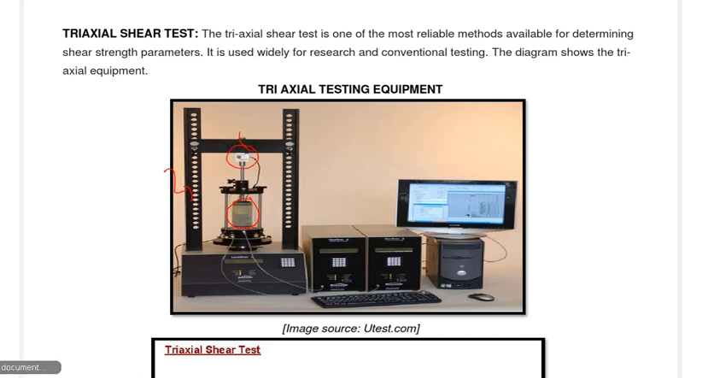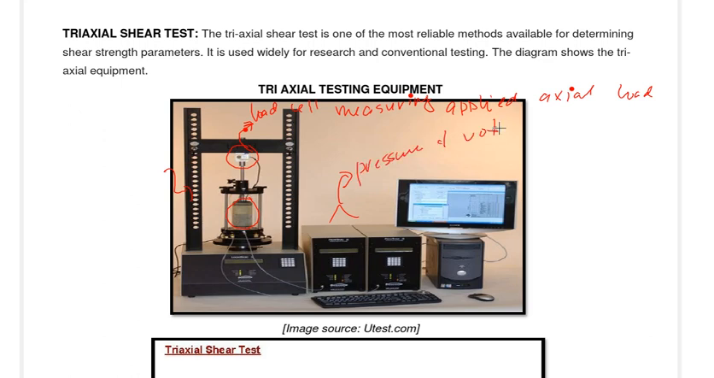So, minimeasure nitong load cell. So, ito, yung ating load cell measuring applied axial load. So, the cell is connected to a pressure and volume control modules. So, nakakonect siya dito. Ito yung tinatawag nating pressure and volume control modules.